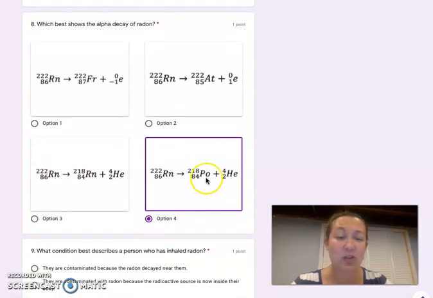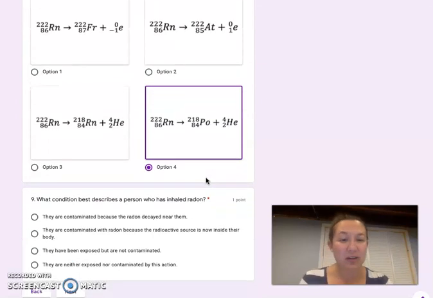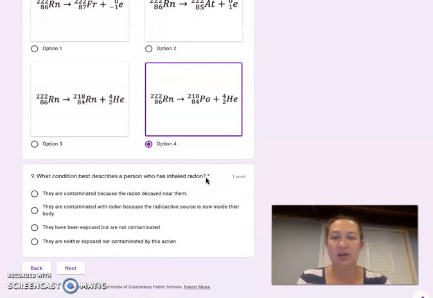And in this case, it transmutates into polonium, which also would stay in this person's lungs, right? And the polonium would also alpha decay. And all those alpha particles would all get emitted directly into your sensitive lung tissue. A person that's inhaled radiation has been contaminated. That radon is now in their body, right?